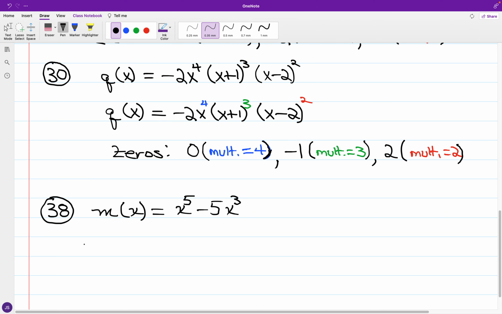So we have a difference of variable terms in the same letter. And here, the greatest common factor is going to be x to the 3rd. Upon factoring out x cubed, we're going to have x cubed as one factor, and then we have x squared minus 5.